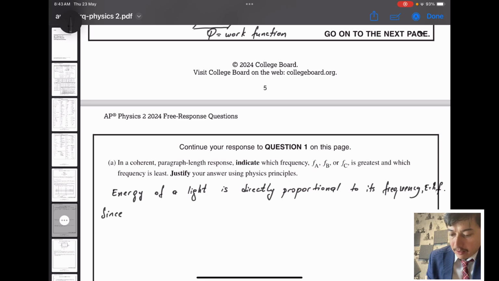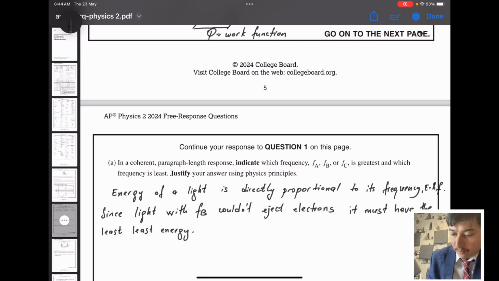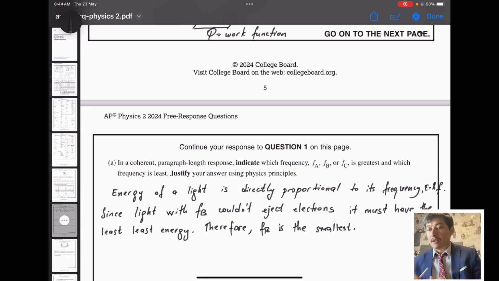Since light with frequency B could not eject electrons in both metal 1 and 2, it must have the least energy. Therefore, FB is the smallest. Okay, this was the easy part. Now, we have to compare what is left, A and C.